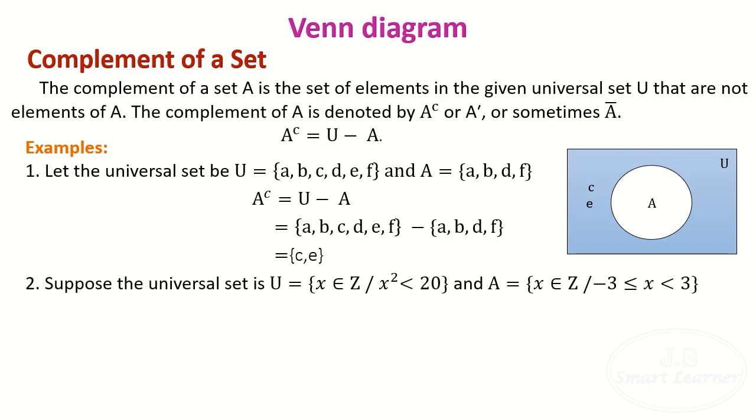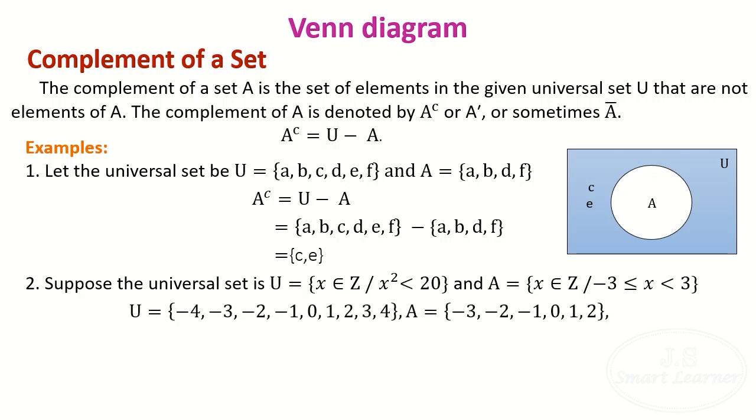Second example, take two sets, universal set U and set A, in set builder form. Universal set U is equal to the set of x belongs to integers such that x square is less than 20, and set A is equal to the set of x belongs to integers such that x is greater than or equal to minus 3 and less than 3. Now let us convert them into roster form. Universal set U is equal to minus 4 comma minus 3 comma minus 2 comma minus 1 comma 0 comma 1 comma 2 comma 3 comma 4.